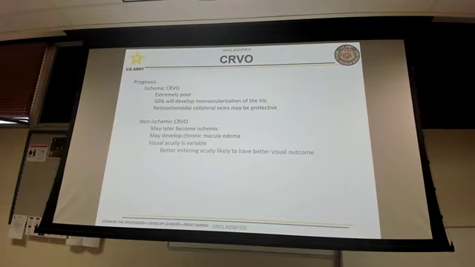So for your ischemic CRVO, prognosis is poor. About half of those who end up with the CRVO will end up developing neovascularization of the iris. And then for your non-ischemic, the milder form has the potential of becoming ischemic, as well as developing macular edema.